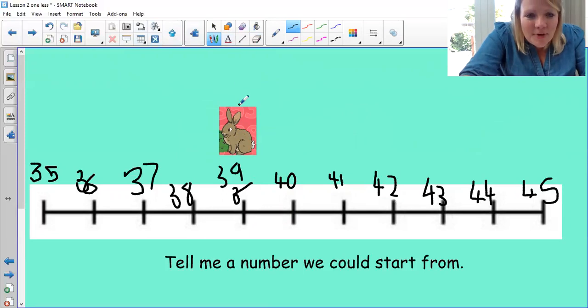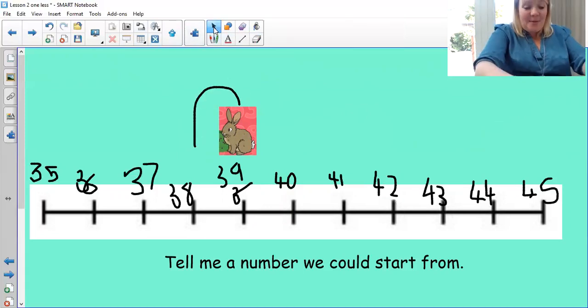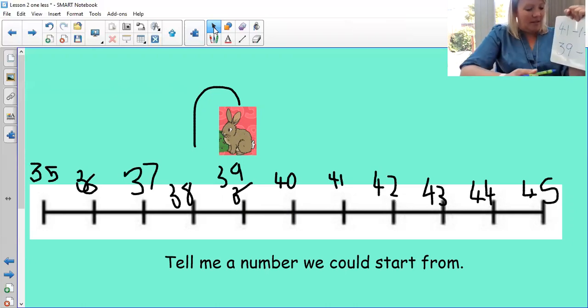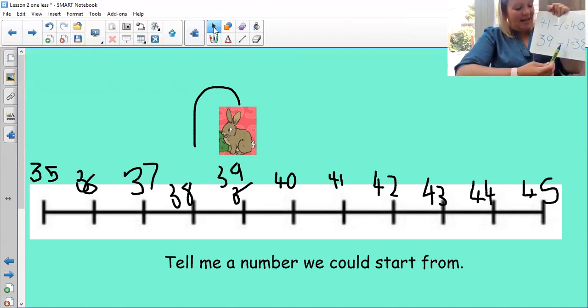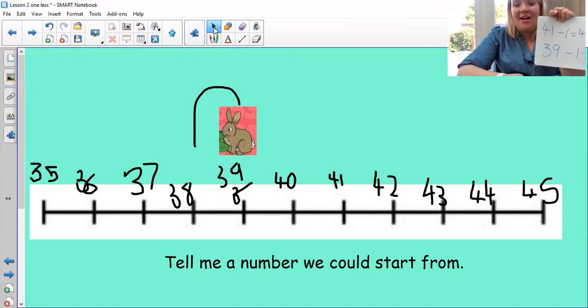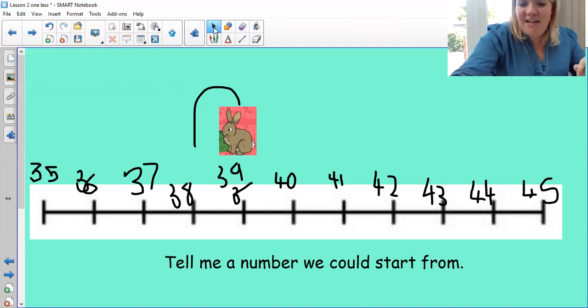Brilliant. I can hear you jumping and shouting at me there. Yeah, excellent job. Okay, we've landed on 38. Brilliant. So in a number sentence, we start on the number 39 and we go back 1. Take away 1 and it leaves us with equals 38. 39 take away 1 equals 38 because 1 less than 39 is 38. Excellent job, guys. Brilliant. Well done.